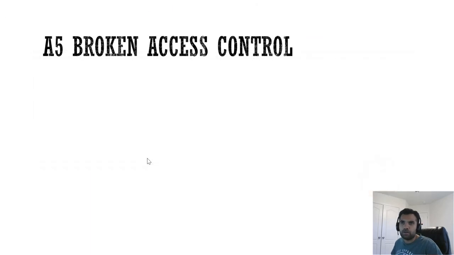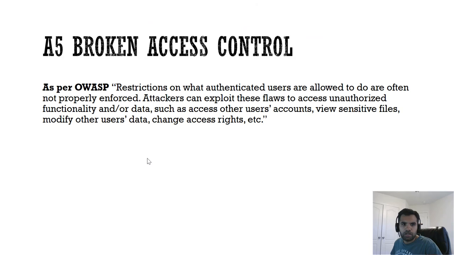So first off, let's see what broken access control is. Restrictions on what authenticated users are allowed to do are often not properly enforced. Attackers can exploit these flaws to access unauthorized functionality or data, such as accessing other users' accounts, viewing sensitive files, modifying other users' data, and changing access rights, etc. So this is the definition from OWASP. Now let's simplify what it means.